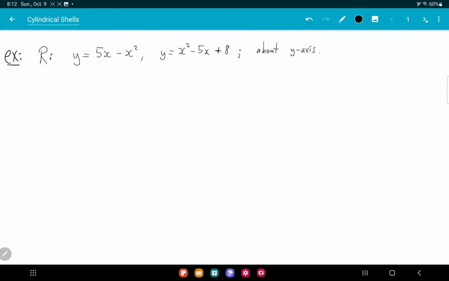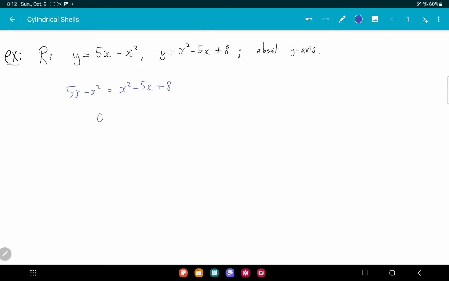Pause and copy. Let's do a more involved example. So I got two parabolas. I should find out where they intersect to get an idea of what this region is. So what's my intersection? Well, I set these two things equal to each other, and I get something.